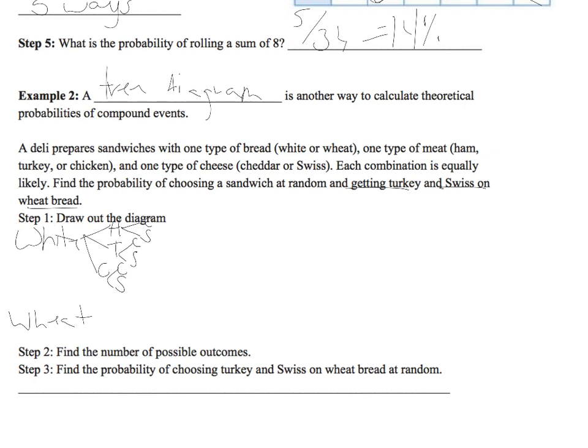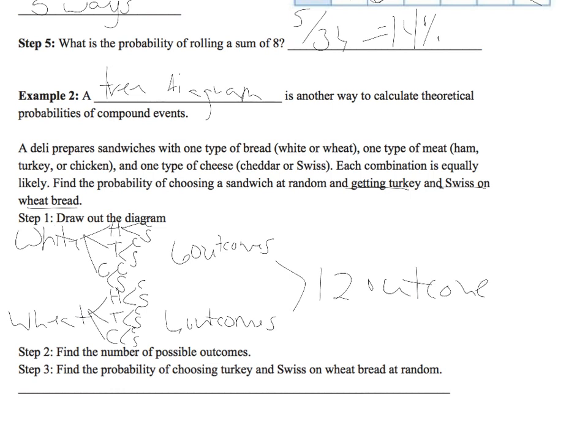But then we also have where we can choose wheat bread instead. So again, we have choosing ham, choosing turkey, or choosing chicken. And then we have our cheese options, cheddar or Swiss, cheddar or Swiss, cheddar or Swiss, for another 6 outcomes with choosing wheat bread, for a total of 12 outcomes here. So we have 12 possible outcomes, and now I want to look at how many times I could choose a turkey and Swiss on wheat bread. So I know it's out of 12.